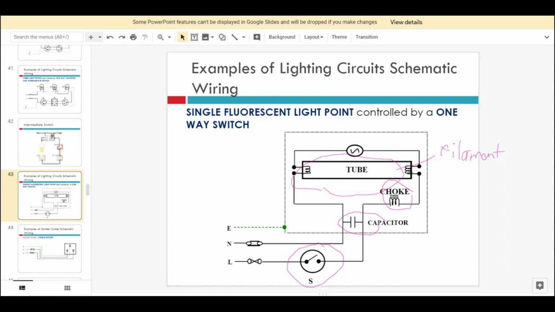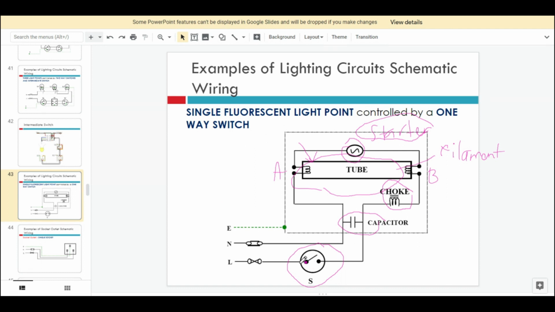For example, here is point A, and this is point B. And then we also have here the starter. The starter is a time switch that allows current to flow to the filaments.